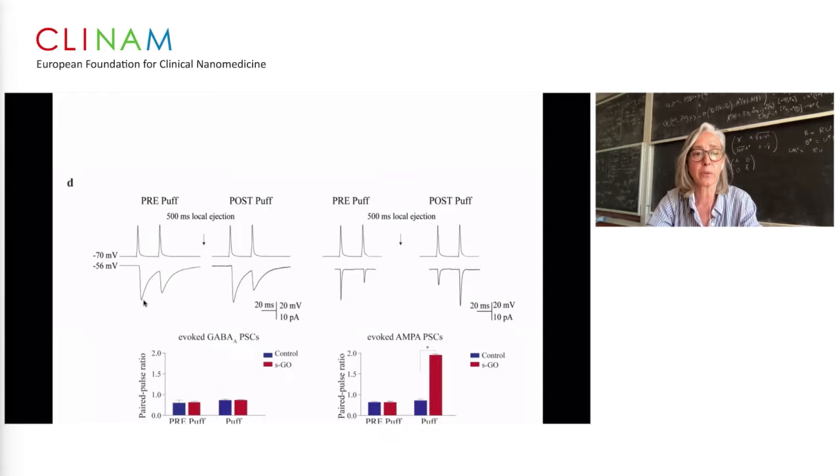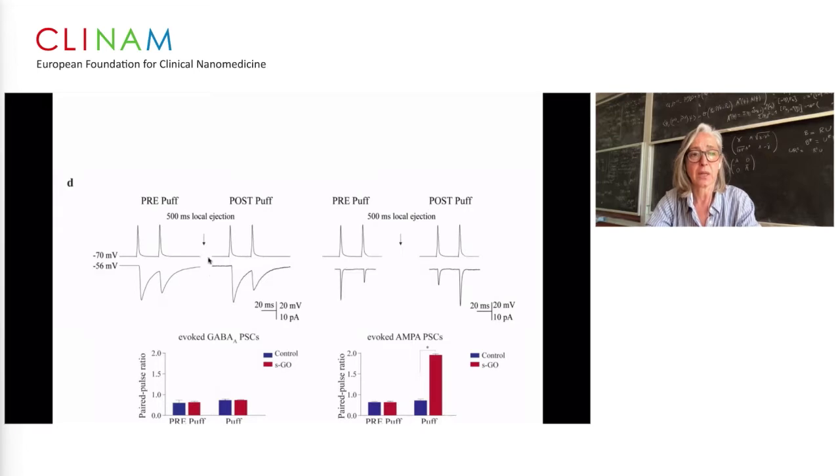Now, if we compute the ratio between the peak amplitude of these two currents, we obtain what is called the paired-pulse ratio. And a paired-pulse ratio which is below one is indicative of a high probability of release at a certain synapse. The other way around, when you have a paired-pulse ratio which is above one, it is usually indicative of a low probability of release.